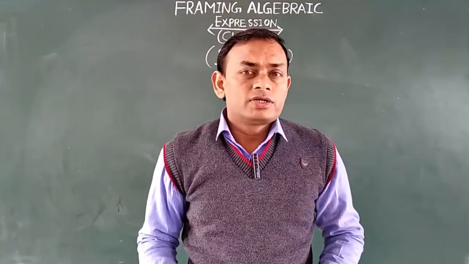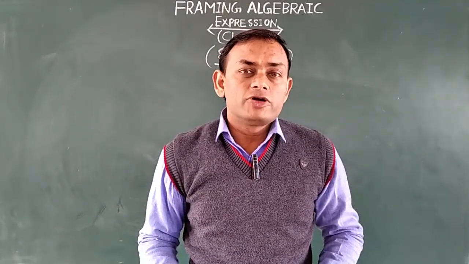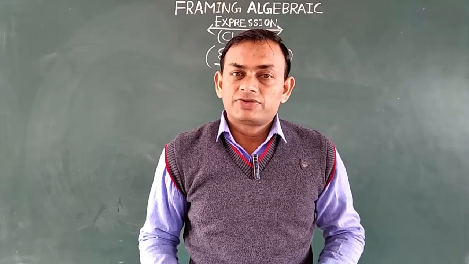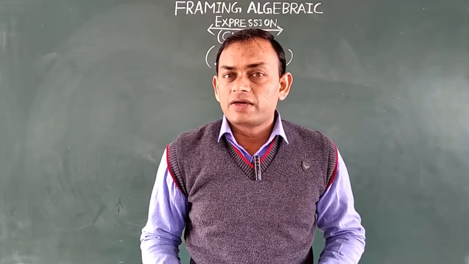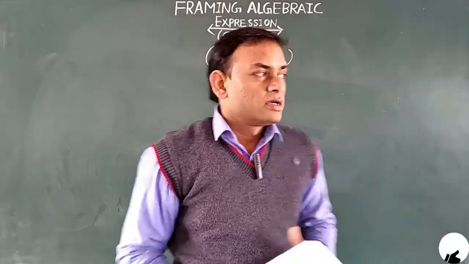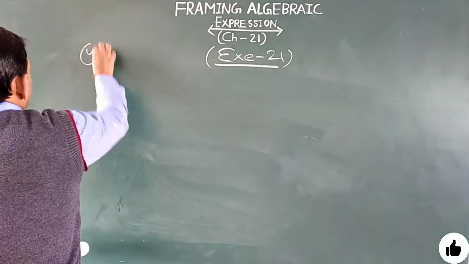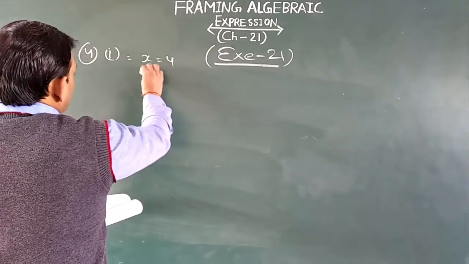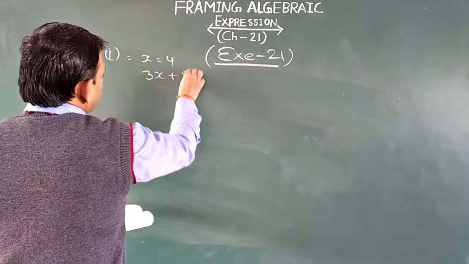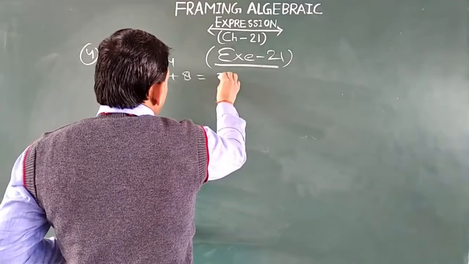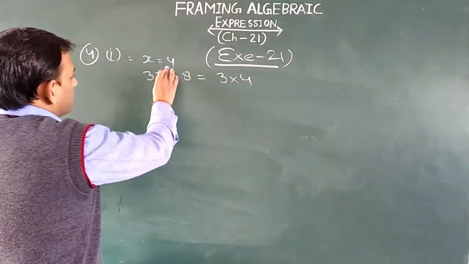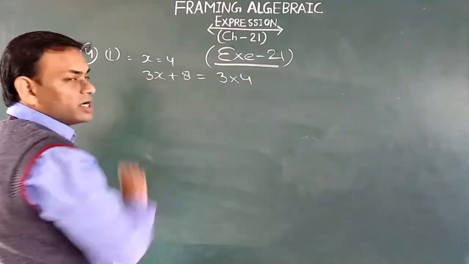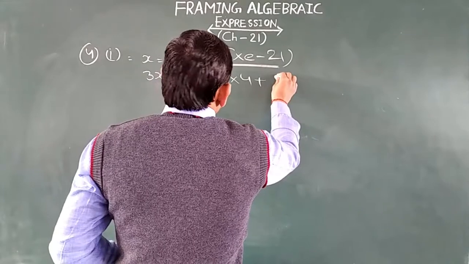Okay. Now the question number 4. In this question you have to just evaluate the algebraic expression. Means the value of the variable is given and you have to find the value of the given algebraic expression. Okay. The fourth question, first part I am telling you, here the value of x is given, the 4, and you have to find the value of 3x plus 8. So it will be 3 into 4. We have just put the value of x, that is the 4. So we will write the 4 at place of the x and plus 8.